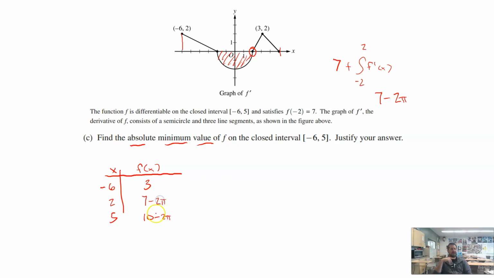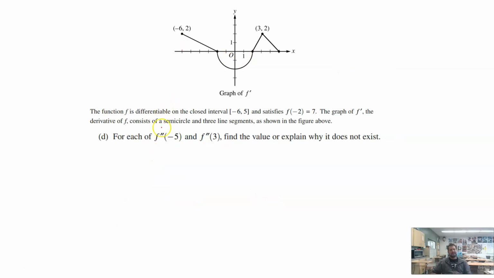So what I want to know is which one of those three numbers is the smallest. And it turns out that 7 minus 2 pi, you might have to use your calculator for that, is the smallest of those three numbers. So that is the absolute minimum value, which is asking for a y value, on the closed interval. Again, the key phrase that triggers what you're supposed to do here is absolute. That's when you have to do that candidate test.